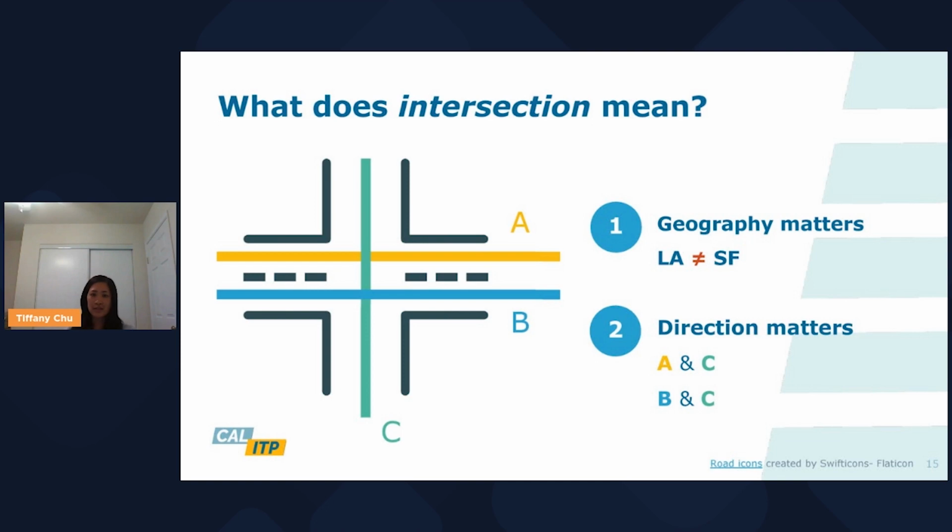And so there's 2 ideas that we can glean from this picture. The first is geography matters. The routes have to be close to each other in space. So routes in Los Angeles are not going to run into routes in San Francisco. And the second idea is direction matters. So specifically, perpendicular directions, if they run perpendicularly to each other, they're allowed to intersect.